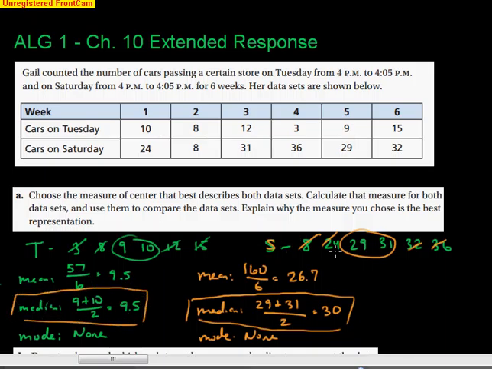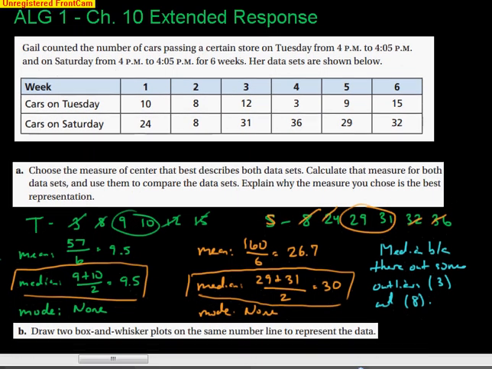Okay, and in blue I'll write my explanation. So choose the measure. I choose median. And again, I'm going to say because there are some outliers. And again, you have 3 and 8. So 3 from the Tuesday and 8 from the Saturday. Okay? And then it's explain why you chose them. That's what I did. And compare.